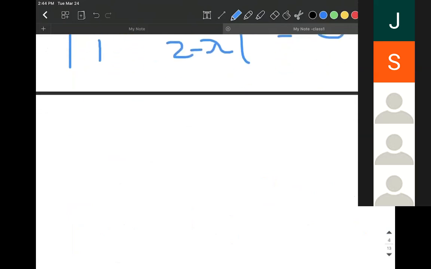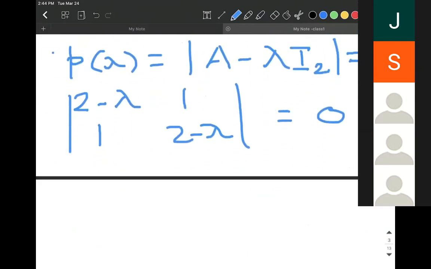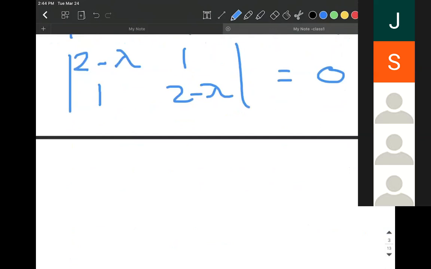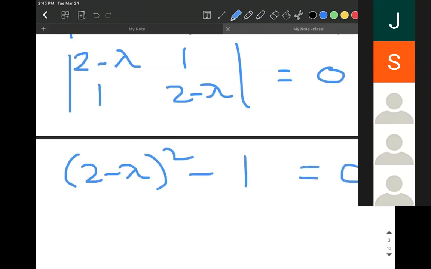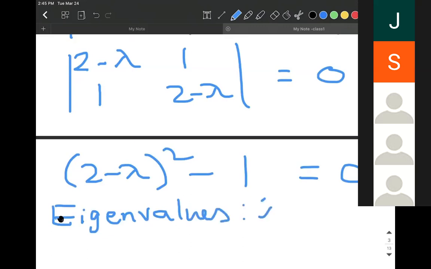And I mean, you have solved plenty of determinants. So this is lambda squared minus 4 lambda plus 3, which is (2 minus lambda) squared minus 1 equals 0. So these are the eigenvalues. The eigenvalues are given by the roots: lambda 1 equals 1 and lambda 2 equals 3. Okay, so these are the two eigenvalues.